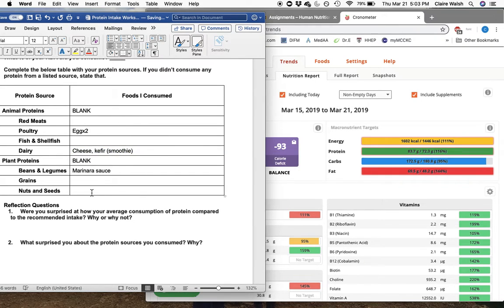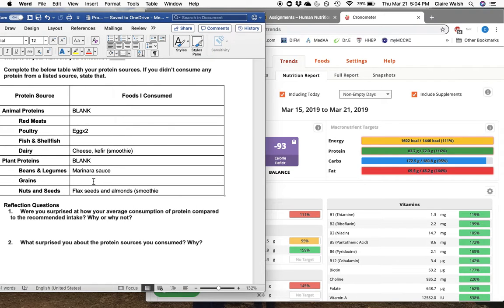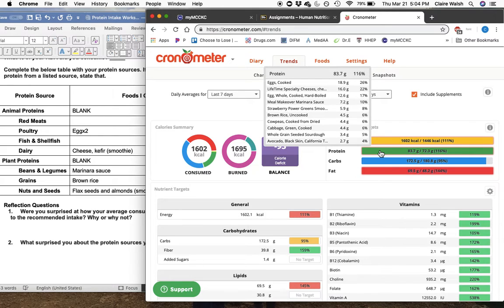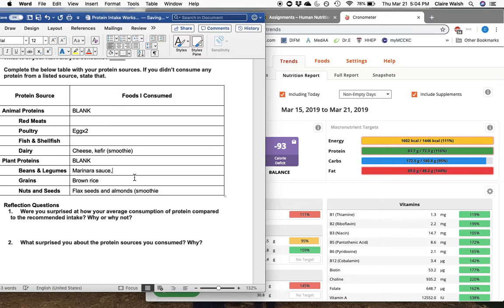The smoothie also had some nuts and seeds in it. Well, let's be more specific. It had flax seeds and almonds. Smoothie. And then what else? The brown rice. That's a grain, so you put brown rice. Cowpeas or chickpeas, that is a bean, legume. Cowpeas.